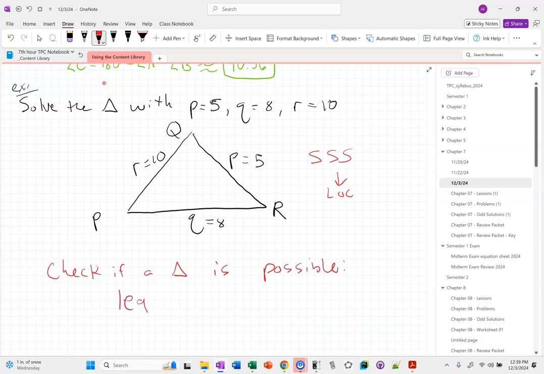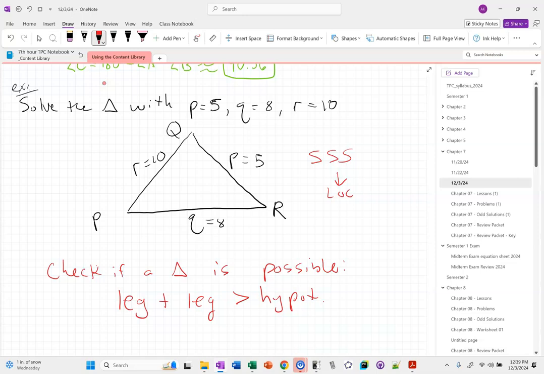So the check is easy. It's just that leg plus leg has to be greater than the hypotenuse. If that is true, a triangle is possible. We can continue as planned. If it's not true, you're done, right? If leg plus leg equals hypotenuse, there's no answer. You say no solution. No triangle possible. If leg plus leg is less than hypotenuse, you're done. No solution. No triangle possible.